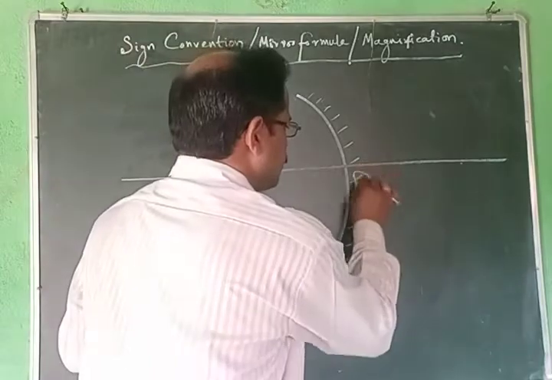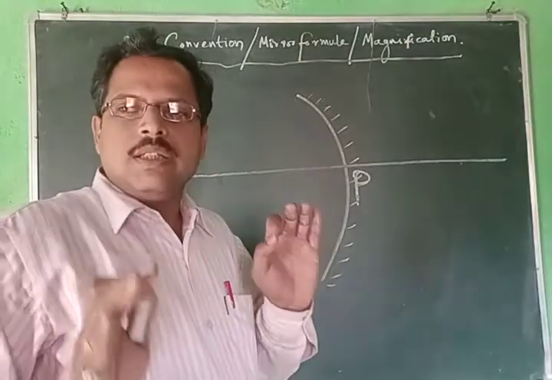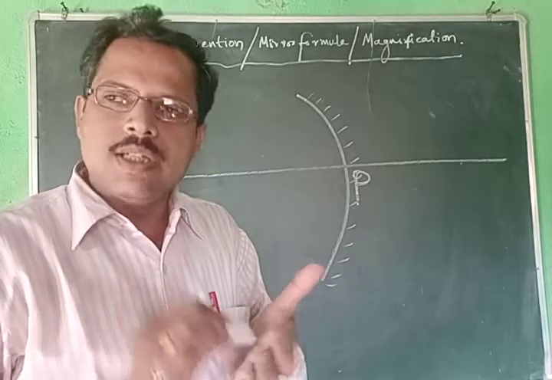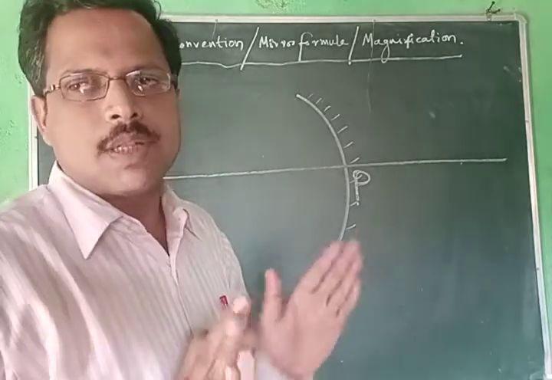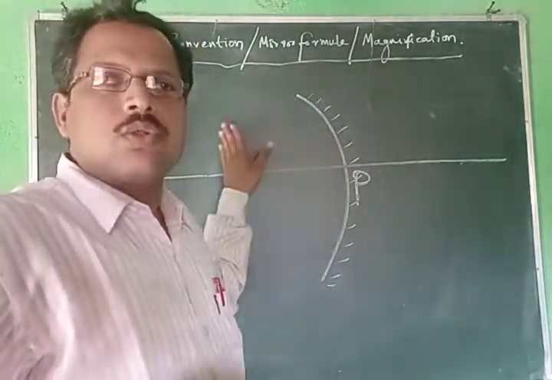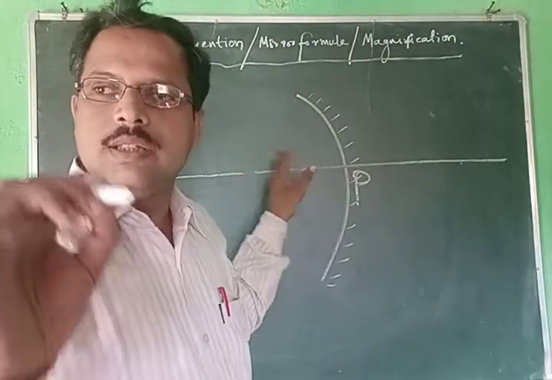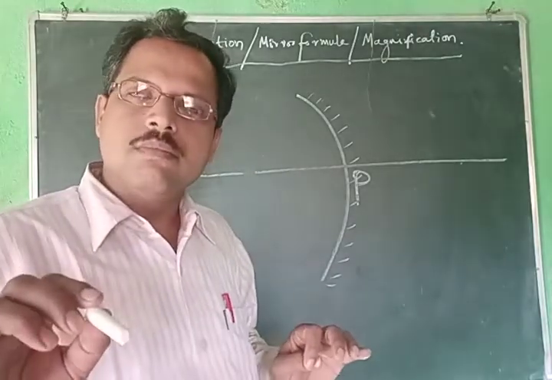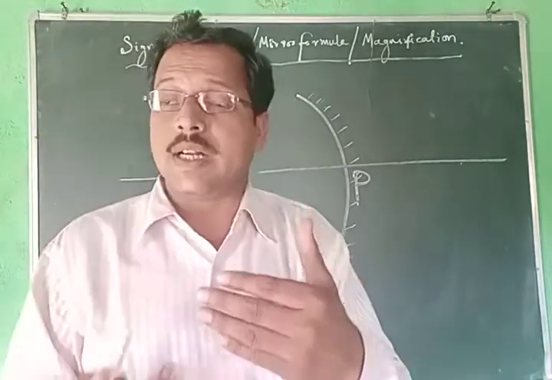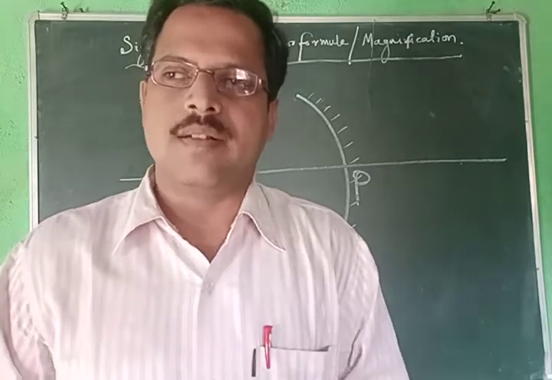This is the pole. All incident rays come from the left side of the mirror, from this side. The measurements in the direction of incident rays are taken as positive, and against the direction of the incident rays are taken as negative.